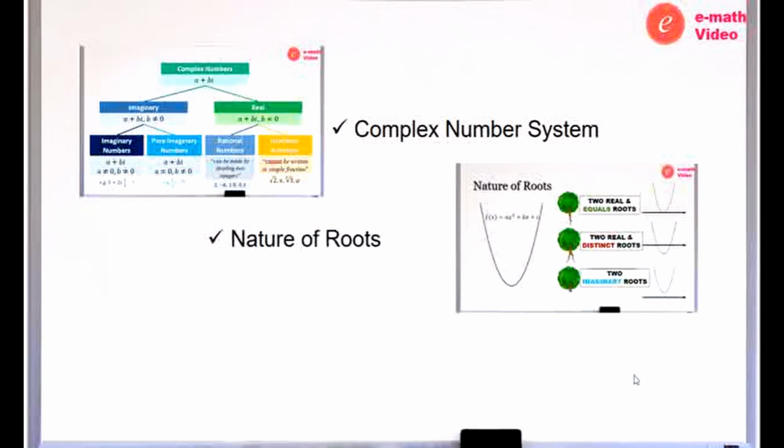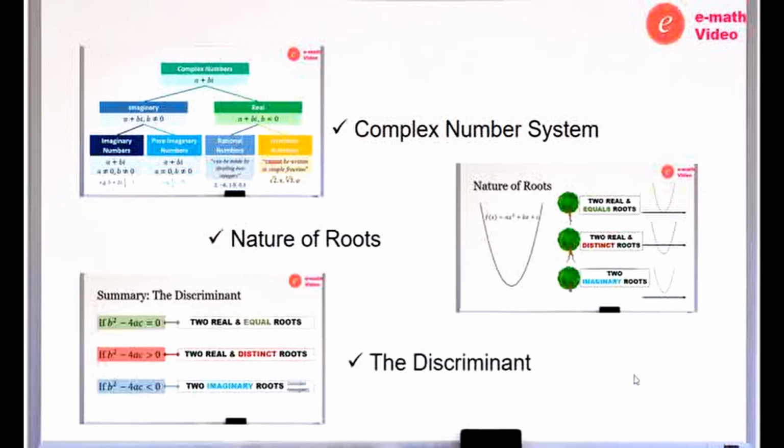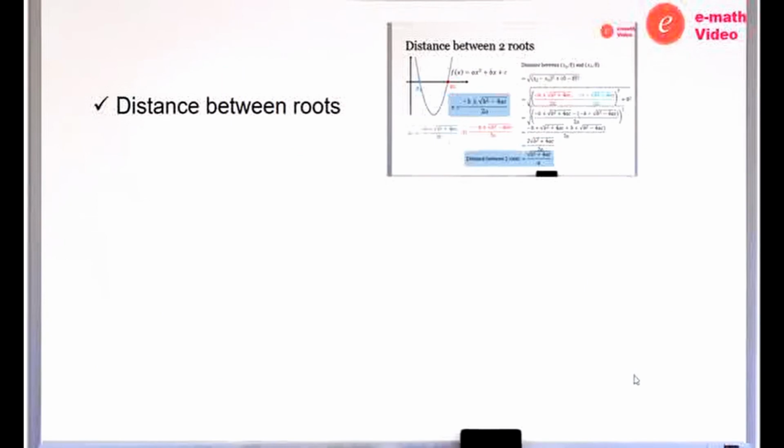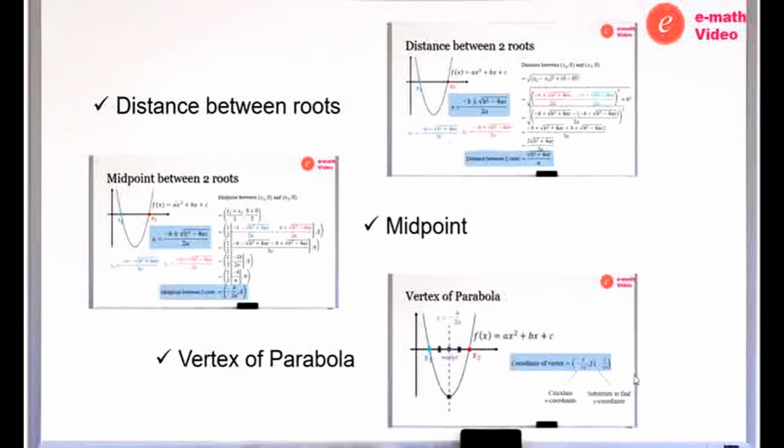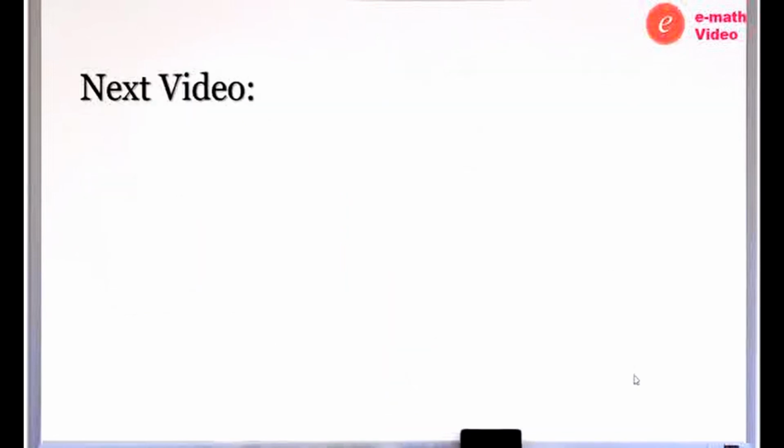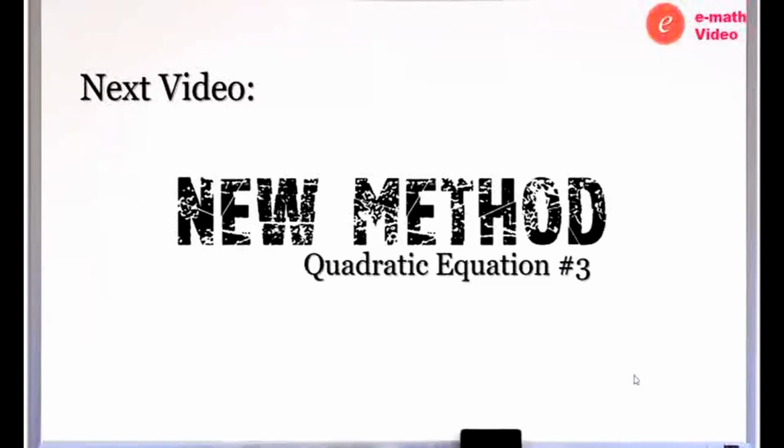As for today, we have covered the complex number system, nature of roots, the discriminant, and we also used the discriminant to find the distance between two roots, the midpoint, and lastly, the vertex of a parabola. Finally, in the next part of the video, I will talk about a new method to solve quadratic equations.